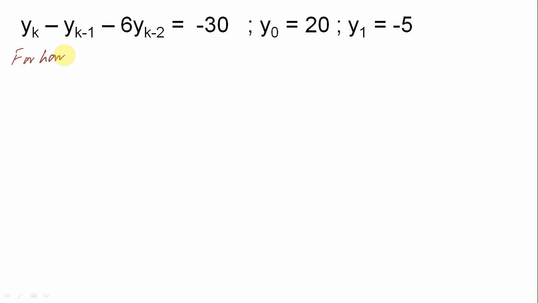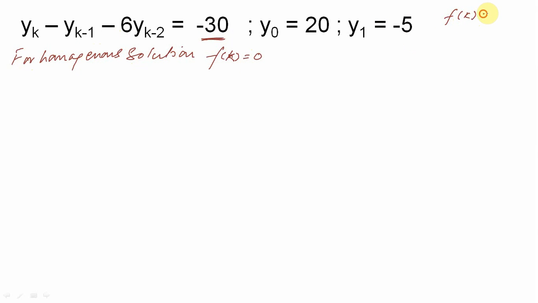So, for the homogeneous solution, we have to know Fn is equal to 0, or in this case Fk is equal to 0. This is our function Fk, right? Fk in this case is f of k is equal to minus 30. So now for the homogeneous solution, we first put it to 0. So I get yk minus 1 minus 6yk minus 2 is equal to 0.